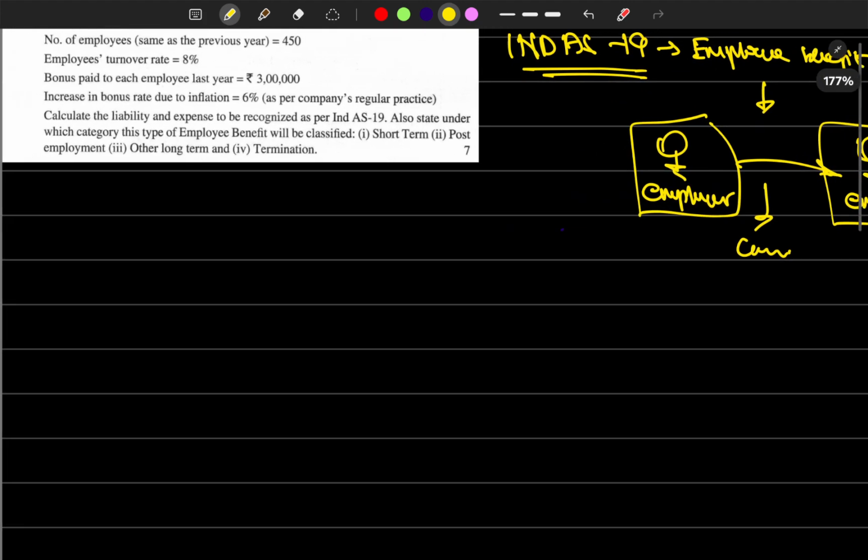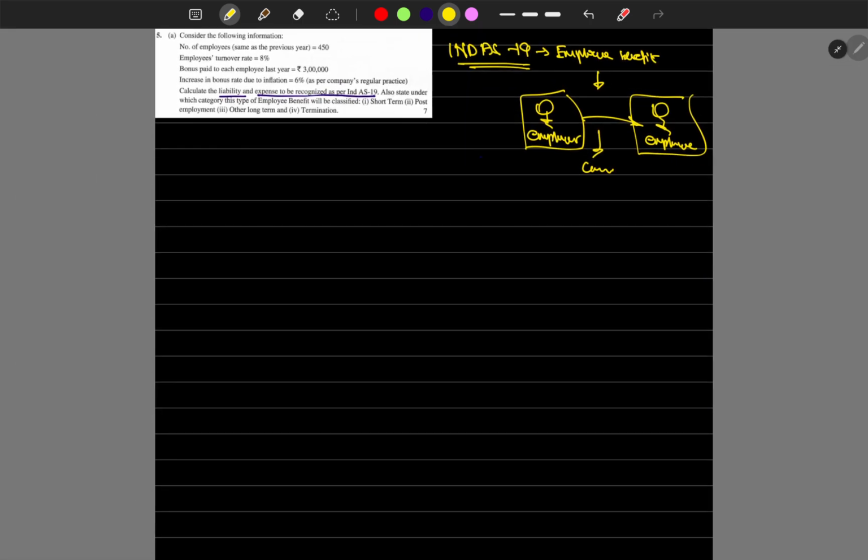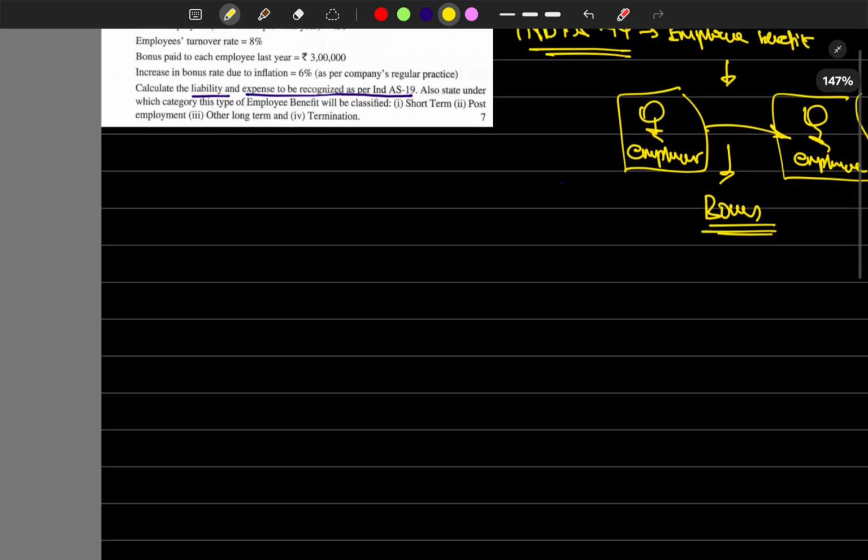When it comes to this problem, we have to find out the liability and the expense to be recognized as per IND AS 19. The liability is a provision for considerations given by the employer to the employee, and one of those considerations is bonus. For this bonus, the employer will be creating a provision. For the next year, how much bonus we need to pay, or how much inflation has been reached in the bonus part, all these have been covered in this area, and let's quickly get into the problem.